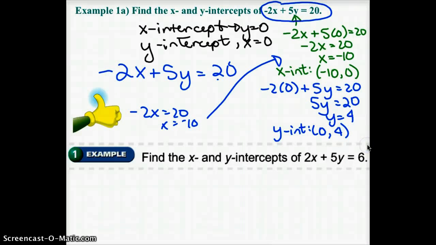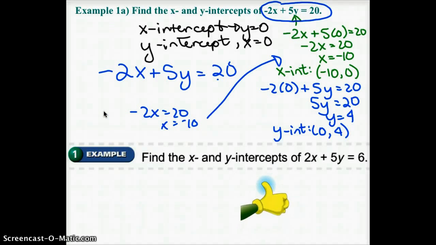For this one, I want you to try this. Find the x and y intercepts of 2x plus 5y equals 10. Try that on your own, then come back and check. Okay, so again, I'm going to use the cover-up method. This time I'll find the y-intercept first.